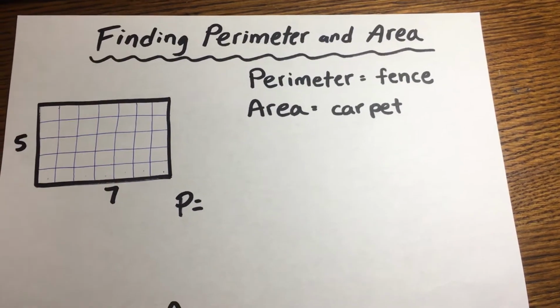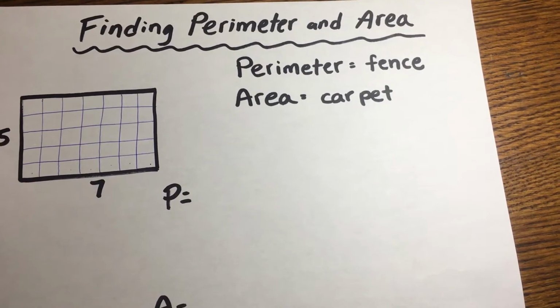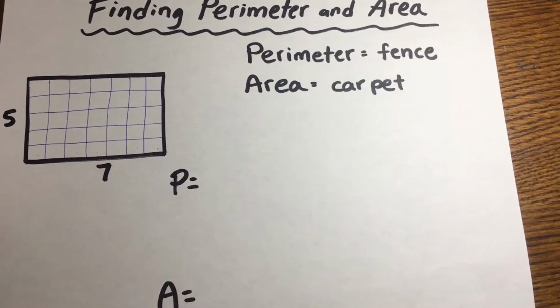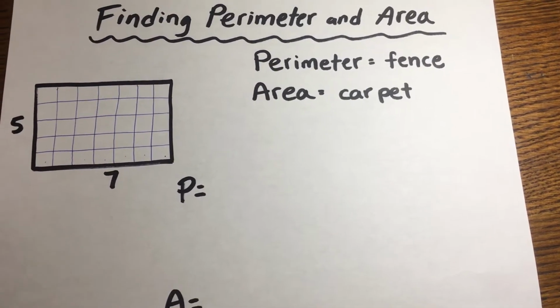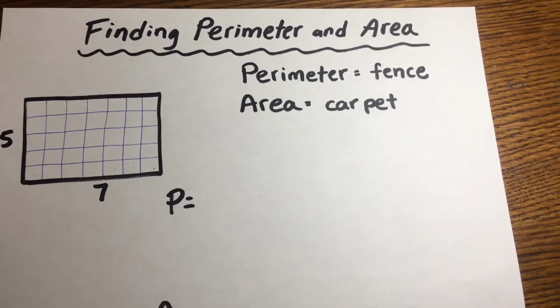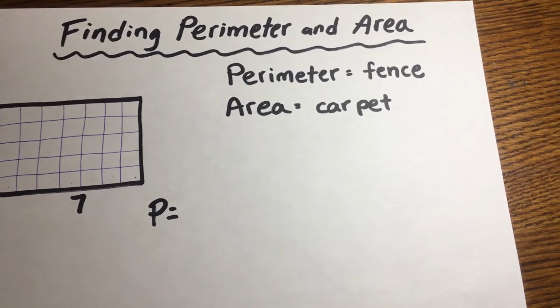Hey guys, here today to show you a way to find area and perimeter. Now last week we've been working with finding the area of rectangles by multiplying the length times the width. This week we're going to be doing both of those things, finding the perimeter and the area. Now you see what I put up here just as a little reminder.